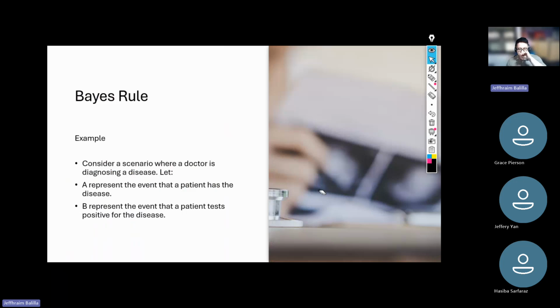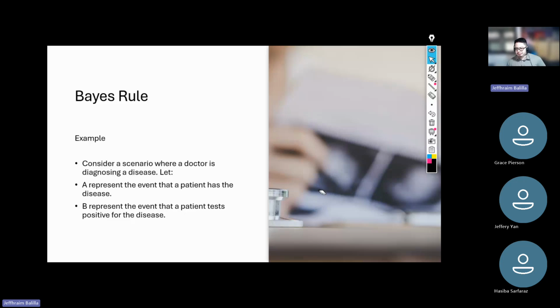Now let's have an example here. Consider a scenario where a doctor is diagnosing a disease. So I think Grace can relate so much with this. So let's have two events. Event A represents the event that the patient has the disease. Okay, that's the event. And B represents the event that the patient tests positive for the disease.